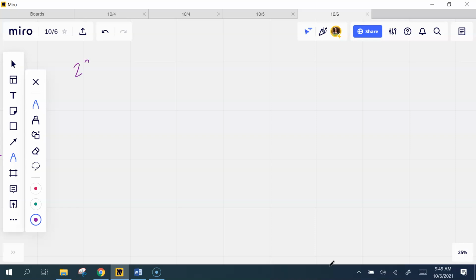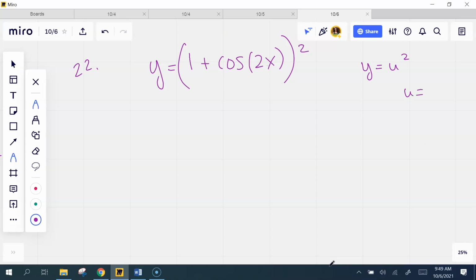Let's do 22. Y equals 1 plus cosine 2x, all squared. Maybe this one will be a little easier because it's a more straightforward trig function. Find dy/dx. The first thing we're going to do is move that 2 around. I'm going to do the power rule because I want to do the whole outside first. Think about this as y equals u squared, where u is 1 plus cosine 2x.